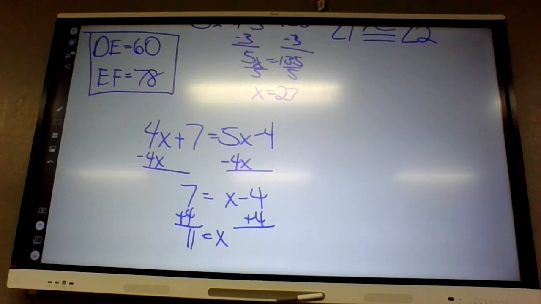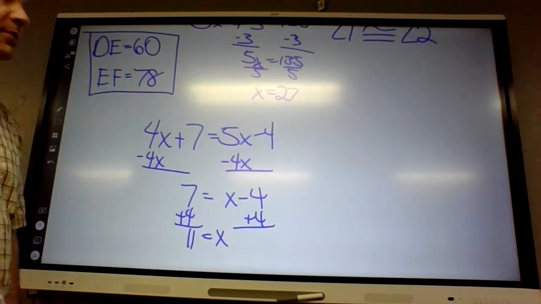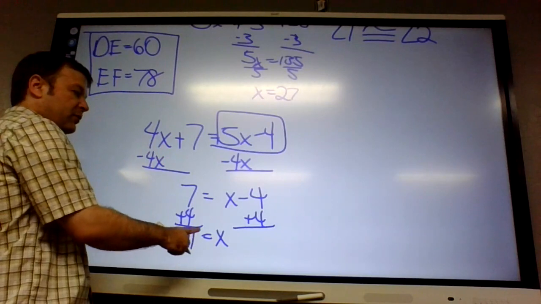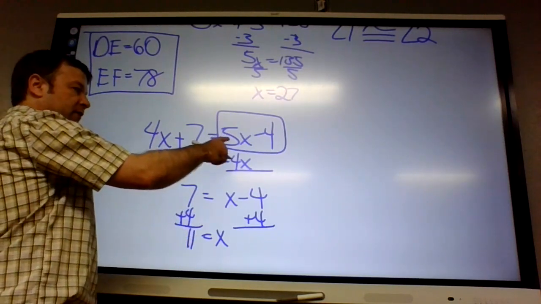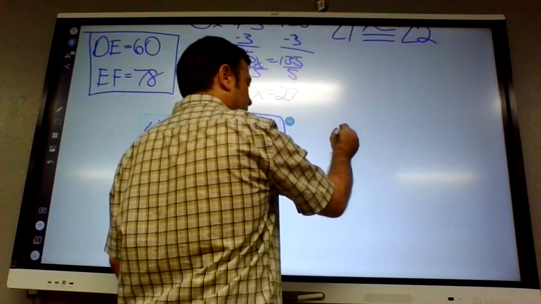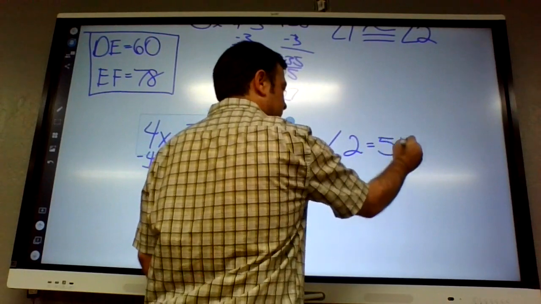Is that it? No, they asked for angle 2 and angle 3 measurements. So angle 1 and 2 are the same, not 2 and 3. Angle 2 was this thing, which is going to be the same exact thing. If we put the 11 back in for x, we get 5 times 11, 55 minus 4, 51. So the measure of angle 2 is 51 degrees.